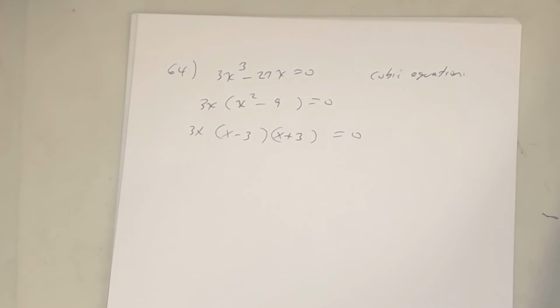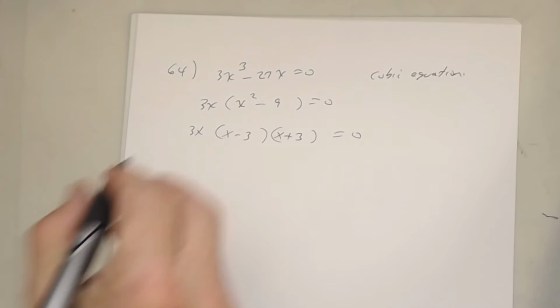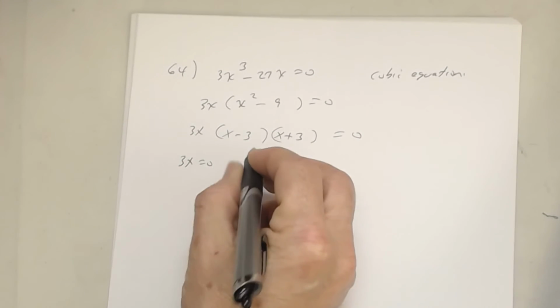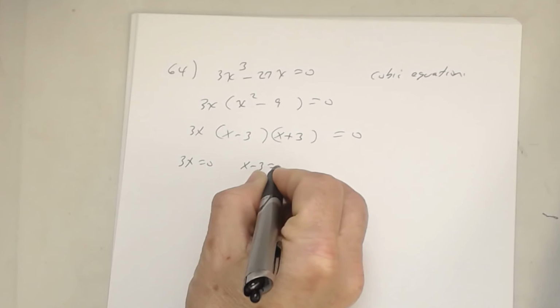All right, now, you see that 3x? That's really 3 times x. So 3 is a factor, x is a factor. What are your other factors? x minus 3, and what's the other factor? x plus 3. So there are really 4 factors, but we tend to put 3x as one. So we're going to set 3 things equal to 0. 3x equals 0. What else? Equals 0, and what else?